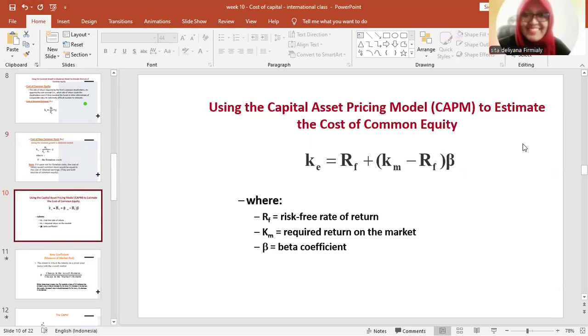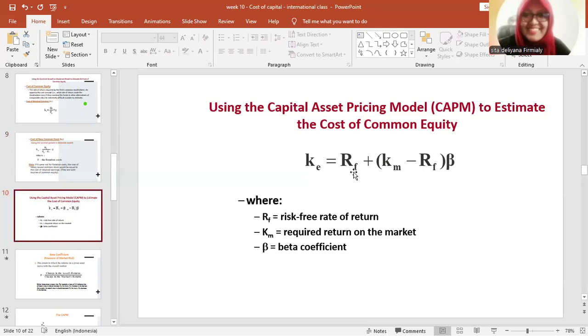Now, how can we calculate the cost of common equity? Technically, we can use the CAPM model. This is basically the simplest one. How can you calculate it? Simply put it into this formula: the cost of common equity is equal to the risk-free rate of return, plus the market risk premium multiplied by the beta coefficient of the company.